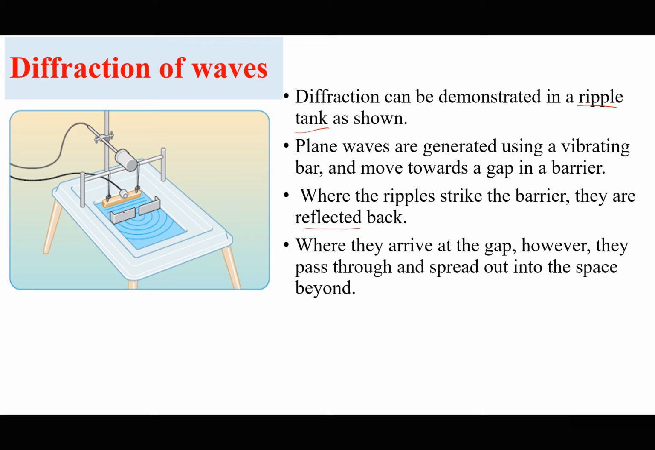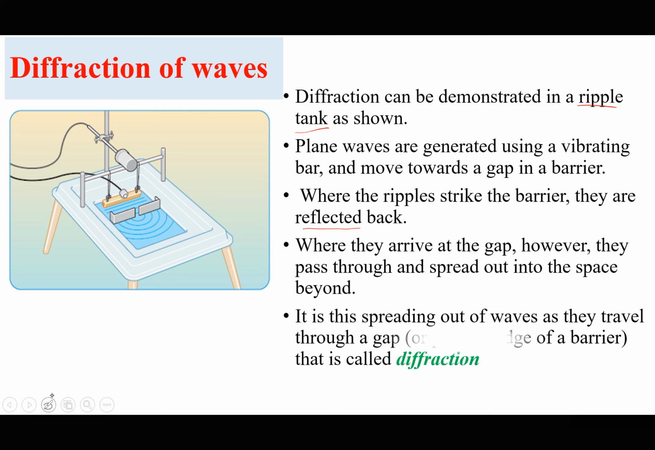So where they hit a barrier, they can be reflected back, but where they pass through a narrow gap, they spread into regions of geometrical shadow. They spread into the space beyond the narrow gap. It is this spreading out of waves as they travel through a gap or past the edge of a barrier that is called diffraction.